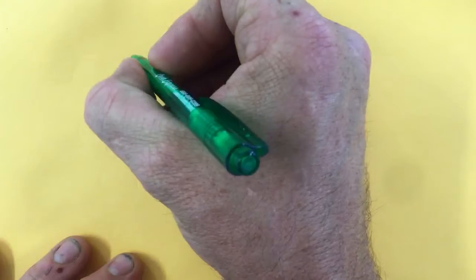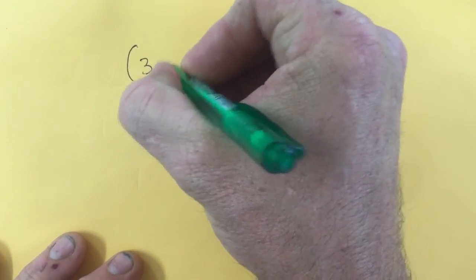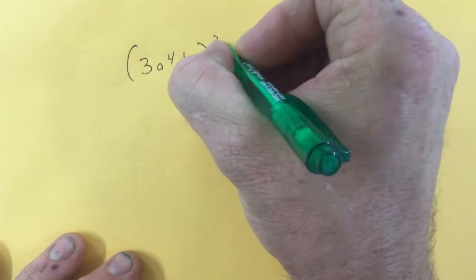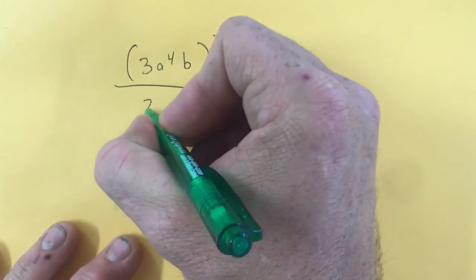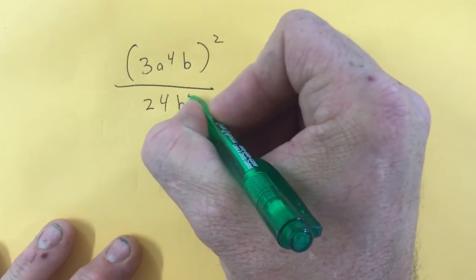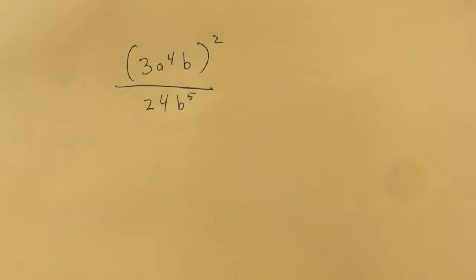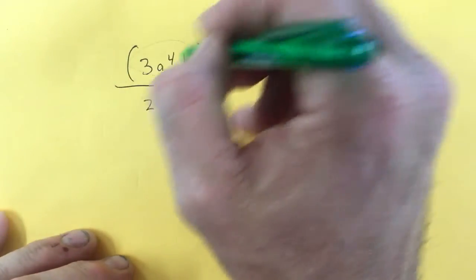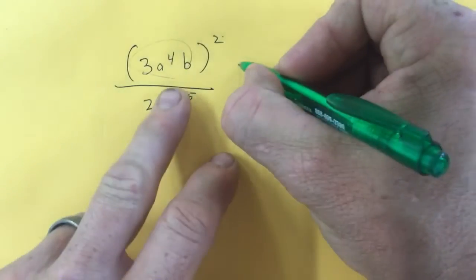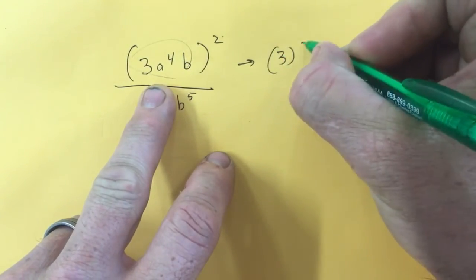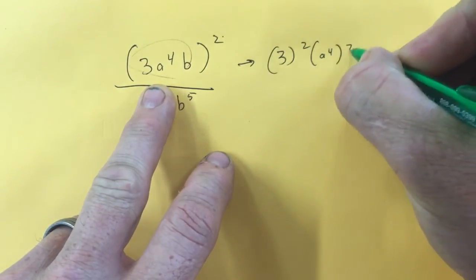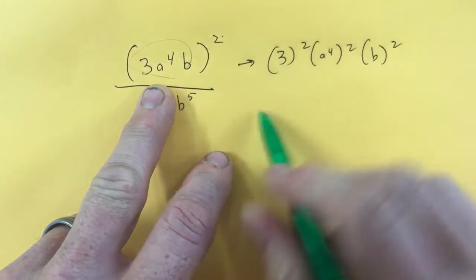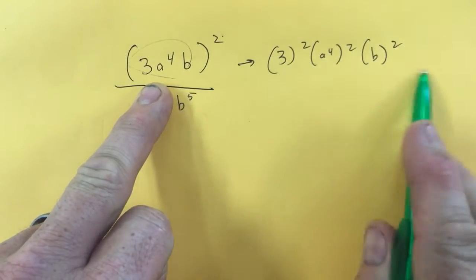What if I have this right here? I've got 3a to the 4th b, all that squared, divided by 24b to the 5. What does this give me right here? All right, we'll see, all this is squared, so I got to square all this. So this just over here, this is going to be 3 squared, it's going to be a to the 4 squared, and it's going to be b squared. So all these things inside there get squared.